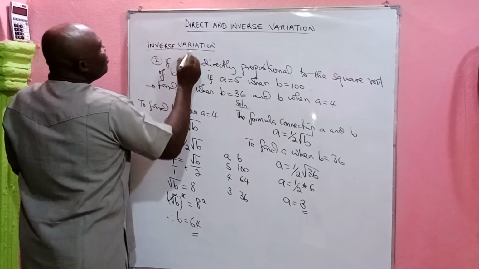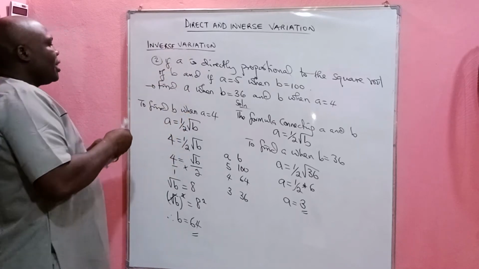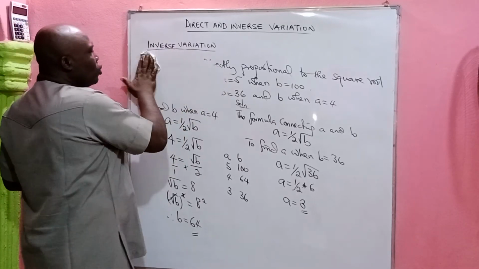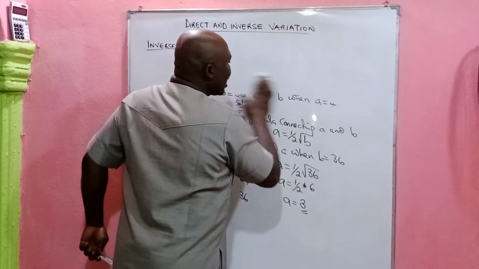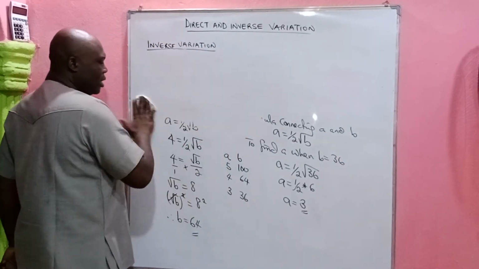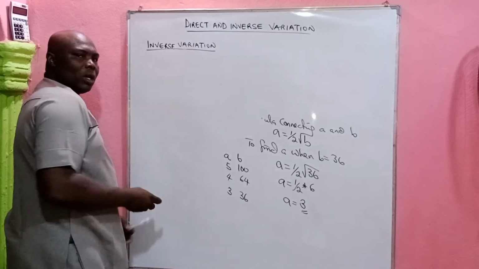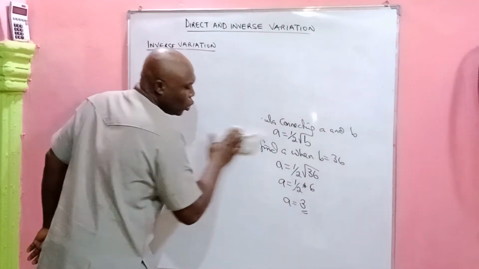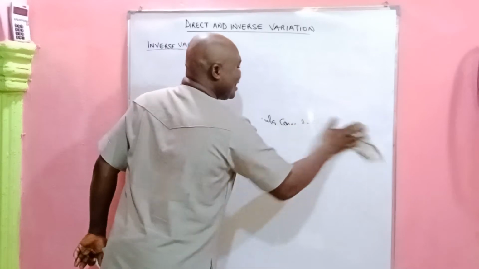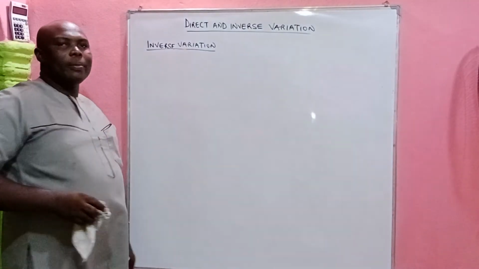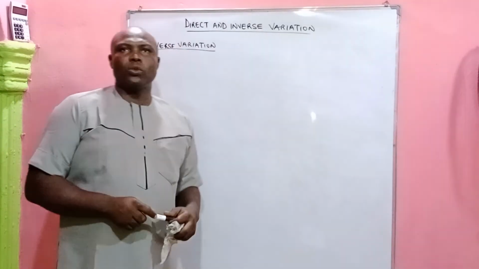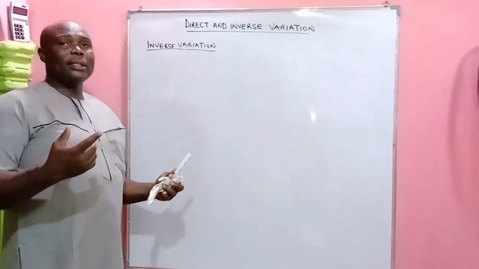Alright, so we need the inverse variation this time around. In inverse variation, we have already told you that when you're looking at two quantities, two variables that are related, an increase in one of the variables will result in a corresponding decrease in the other variable and vice versa. That's what inverse variation is all about. So let's take an illustration.